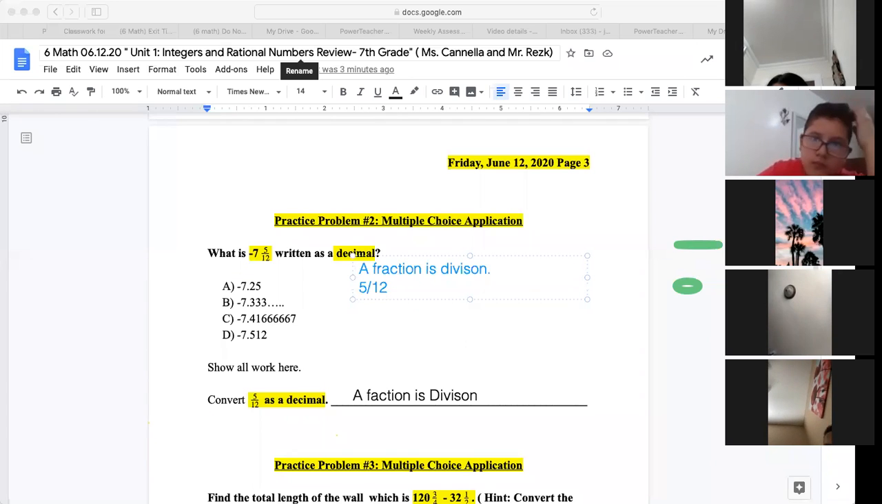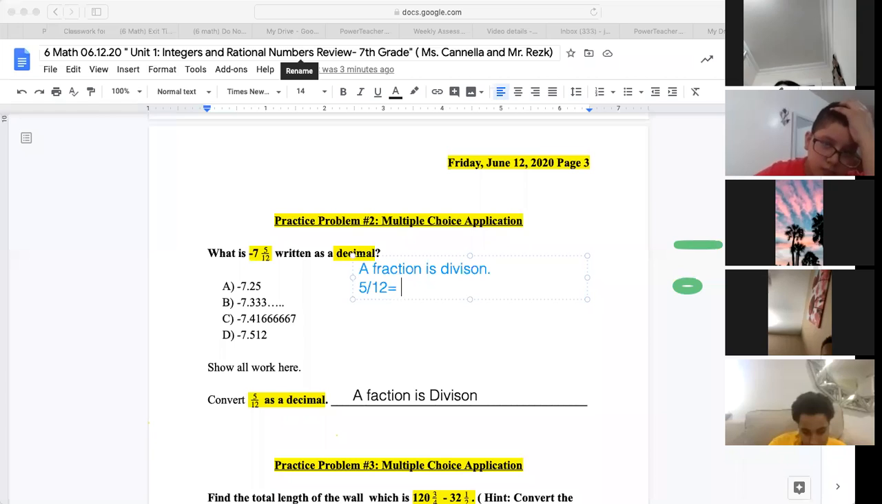So on your calculators, because in 7th grade, if you were in school right now and we were doing this, you would have a calculator in front of you. You're going to hit 5 divided by 12, and you're going to get a decimal, which is 0. What, Hector? Okay, so a fraction is division. Look at the blue writing. So when you divide 5 by 12, Hector, do you know what we get?